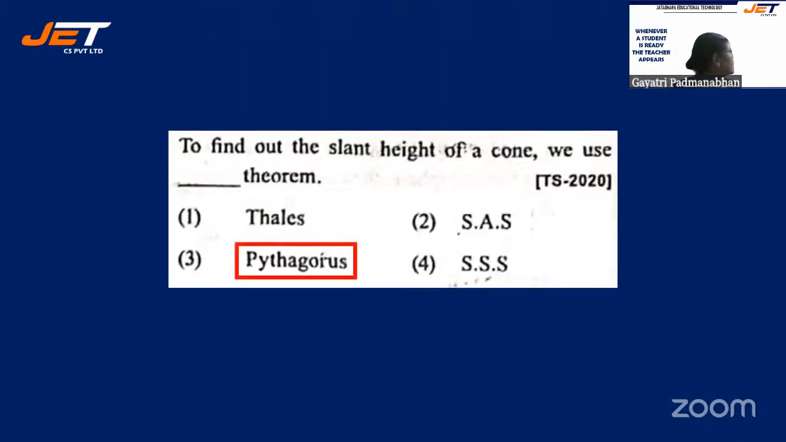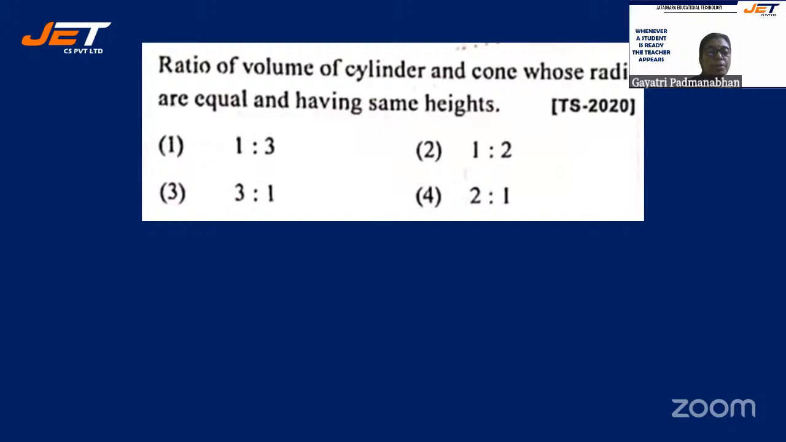To find out the slant height of a cone, we use dash theorem. We use Pythagoras theorem. To find out the slant height of a cone, we use Pythagoras theorem. All right. See the next question.